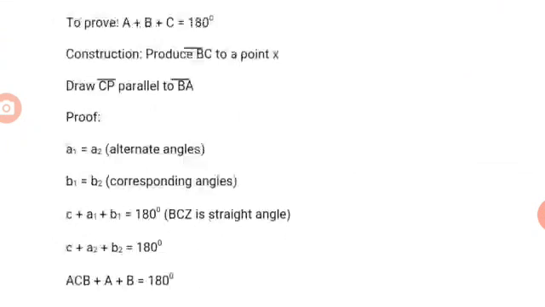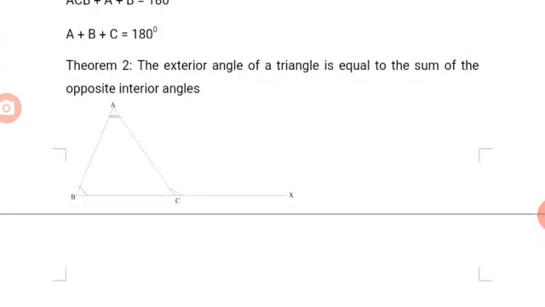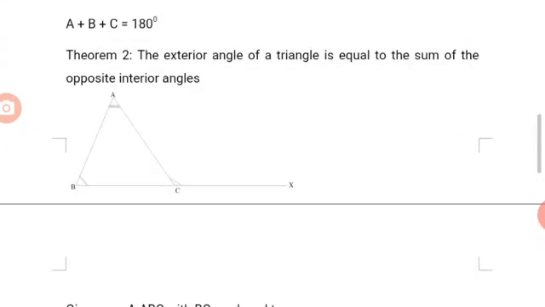Then in theorem number 2, it tells us that the exterior angle of a triangle is equal to the sum of the 2 opposite interior angles. That is, the exterior angle ACX is equal to angle A plus angle B. Let's assume that you are not given the exterior angle and you are given the interior opposite angles. Therefore, you just have to sum up the two opposite interior angles, then it will give you the exterior angle.